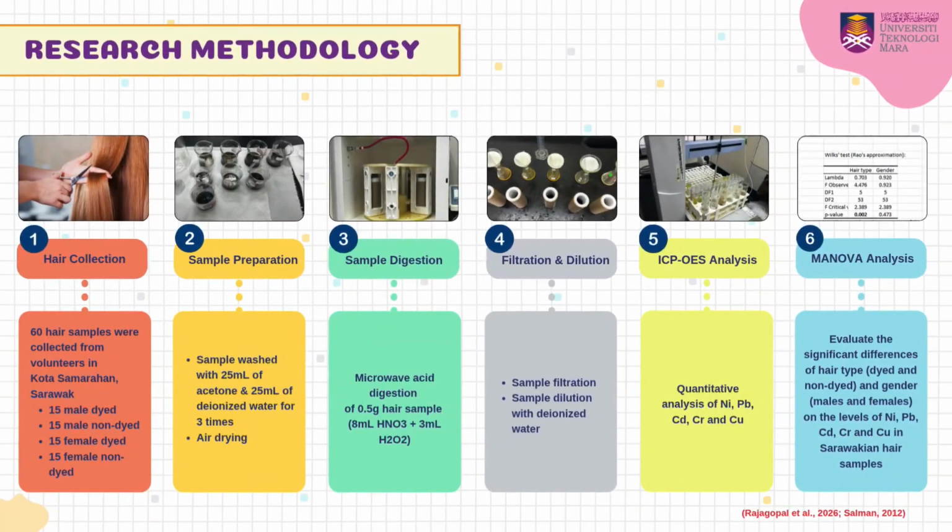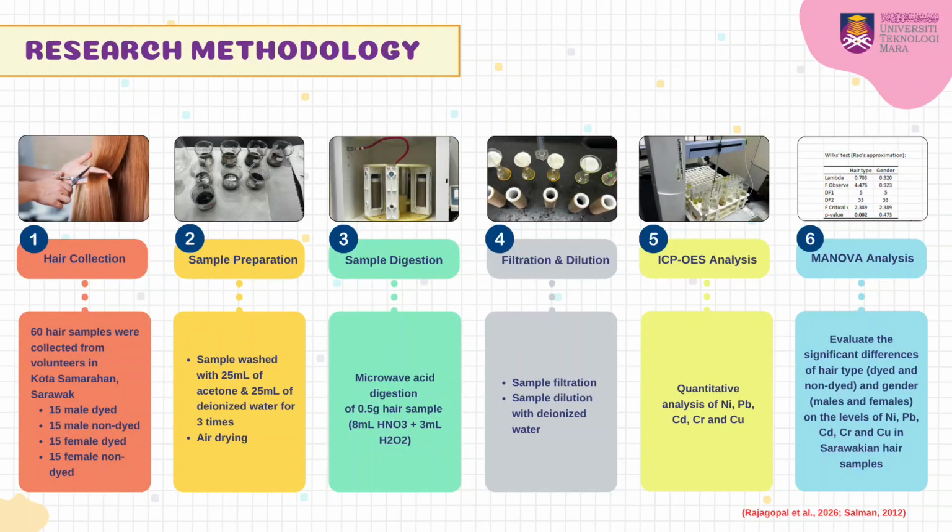For the research methodology, a total of 60 hair samples were collected from volunteers in Kota Samarahan, Sarawak. The samples were divided equally into 4 groups: male dye, male non-dye, female dye, and female non-dye hair. The hair samples were washed 3 times using 25 ml of acetone and 25 ml of deionized water to remove external contaminants before being air dried for 24 hours.